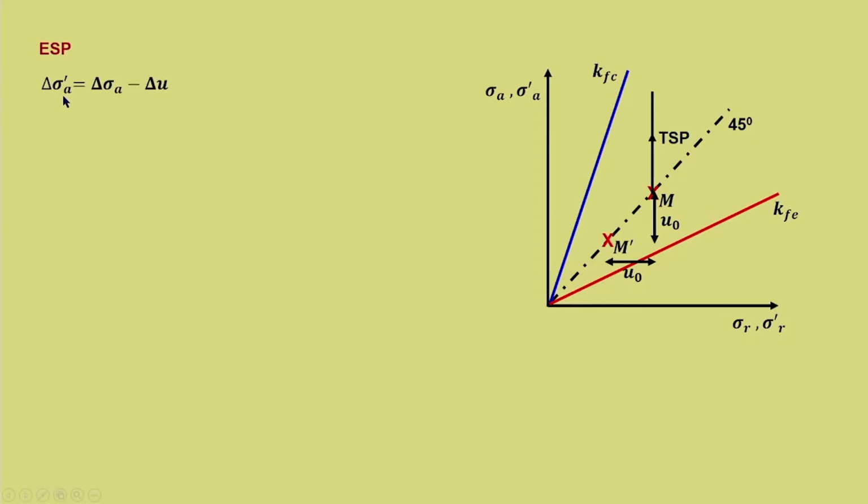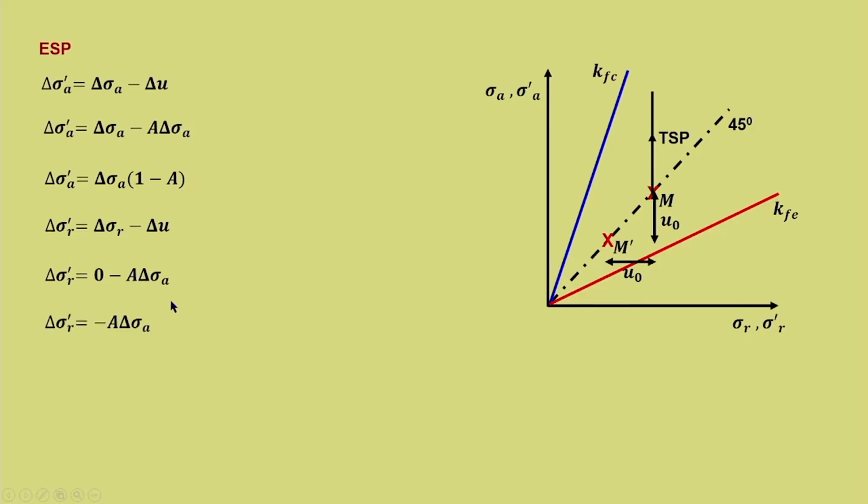So, now you can find out the effective stress. Delta sigma A dash is equal to delta sigma A minus delta U. We have the expression for delta U. Substitute that, we will get delta sigma A dash is equal to, taking delta sigma A outside, 1 minus A. So, delta sigma r dash is equal to delta sigma r minus delta U. Delta sigma r dash is equal to 0 minus A delta sigma A. So, delta sigma r dash is equal to minus A delta sigma A. So, the slope delta sigma A dash upon delta sigma r dash is equal to minus 1 minus A by A. You divide this by this, minus comes 1 minus A by A.